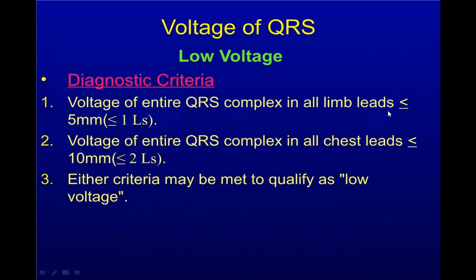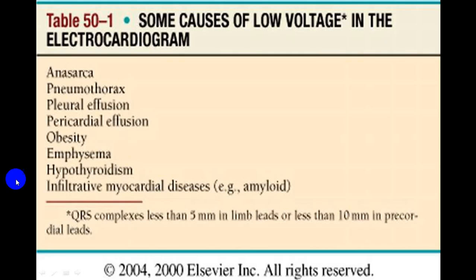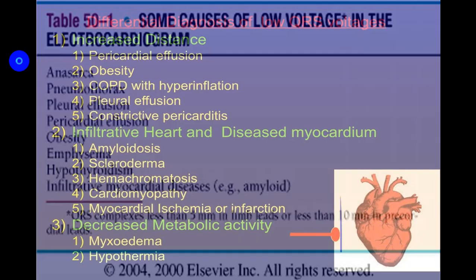Again, repeating that in limb leads, normal voltage is more than 5 millimeter. If it is less than 5 millimeter, it is low voltage. And in a chest lead, less than 10 millimeter is considered low voltage. Other examples are generalized anasarca, pneumothorax, pleural effusion. These are respiratory and other conditions. We already mentioned pericardial effusion, obesity, emphysema, hypothyroidism, and even if there is infiltration of the myocardium by amyloid, sarcoidosis, etc., you will have a low voltage QRS complex.